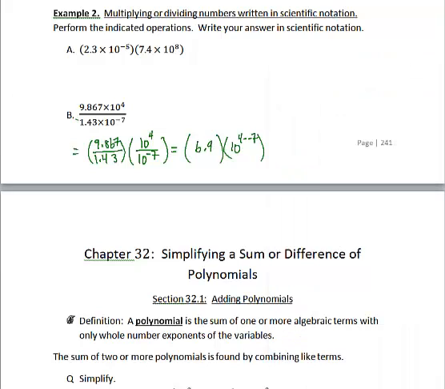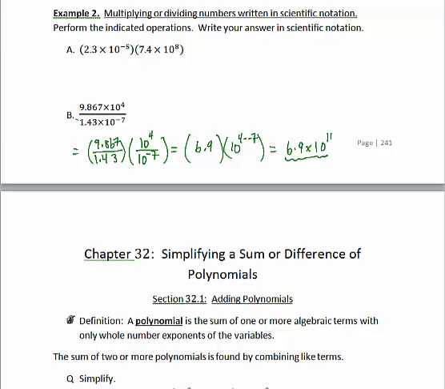Now, what is 10 to the 4 minus 7? That would be a 10 to the 11th power, and then we put the traditional multiplication symbol between the 10 and the 6.9, and we're done. This is scientific notation.